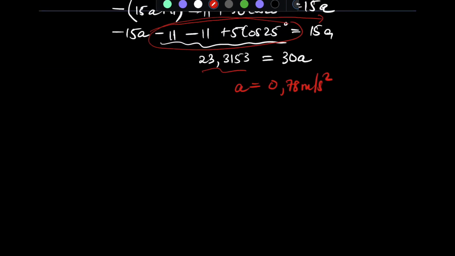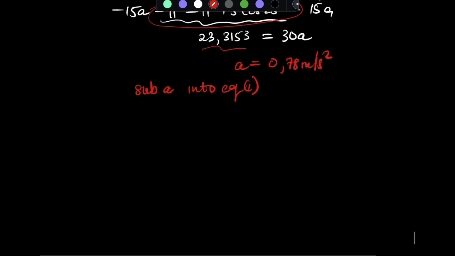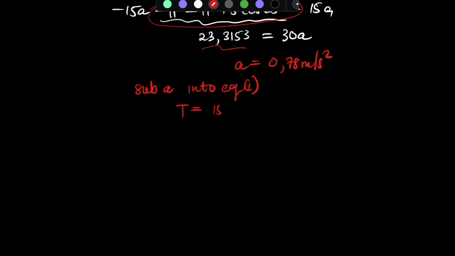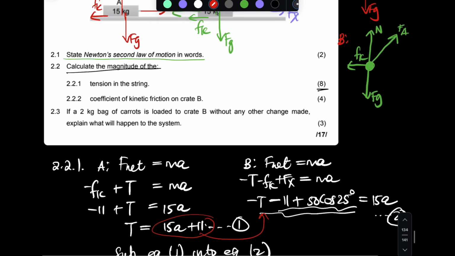And then we want the tension. We're going to substitute the acceleration into equation 1. So equation 1 is T equal to 15a plus 11, and the a is the acceleration, which is going to be 0.78, plus 11. So the answer there will be 22.66 newtons. That's the tension. So we answered the question there.